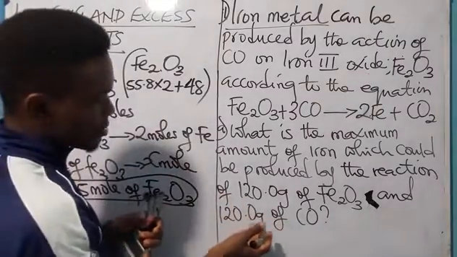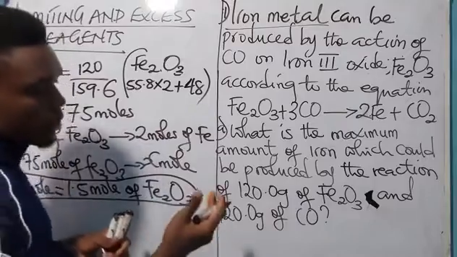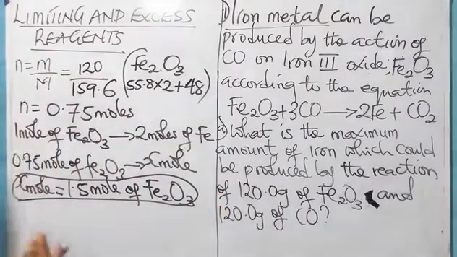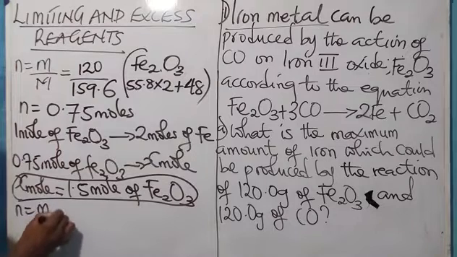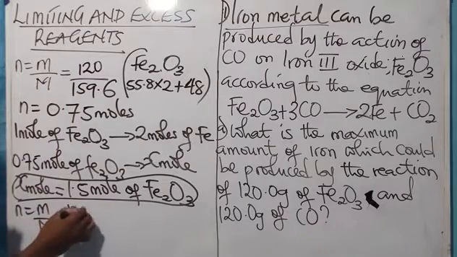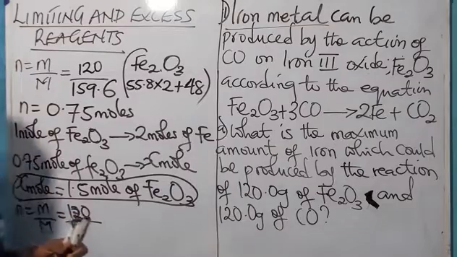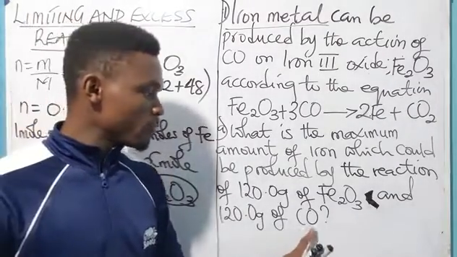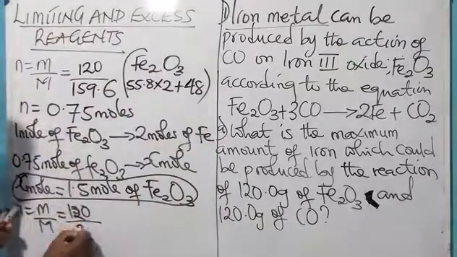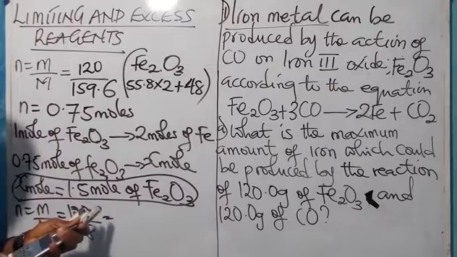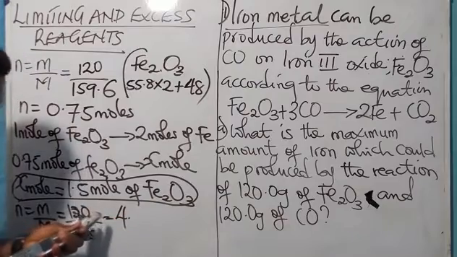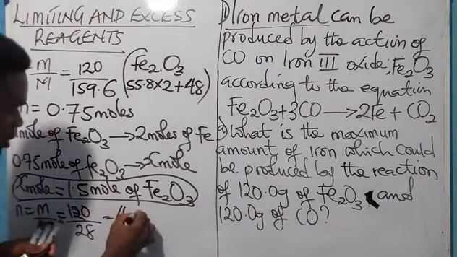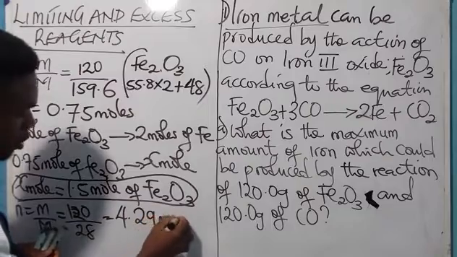Now the second one here is 120 gram of what? Carbon monoxide, or carbon(II) oxide, as the case may be. The same approach is needed here. So number of moles is equal to mass over molar mass. Mass from the question is 120. The molar mass of carbon(II) oxide is simply 28, because 12 plus 16, you have what? 28. So which means 120 divided by 28, I'll have 4.29 moles approximately.